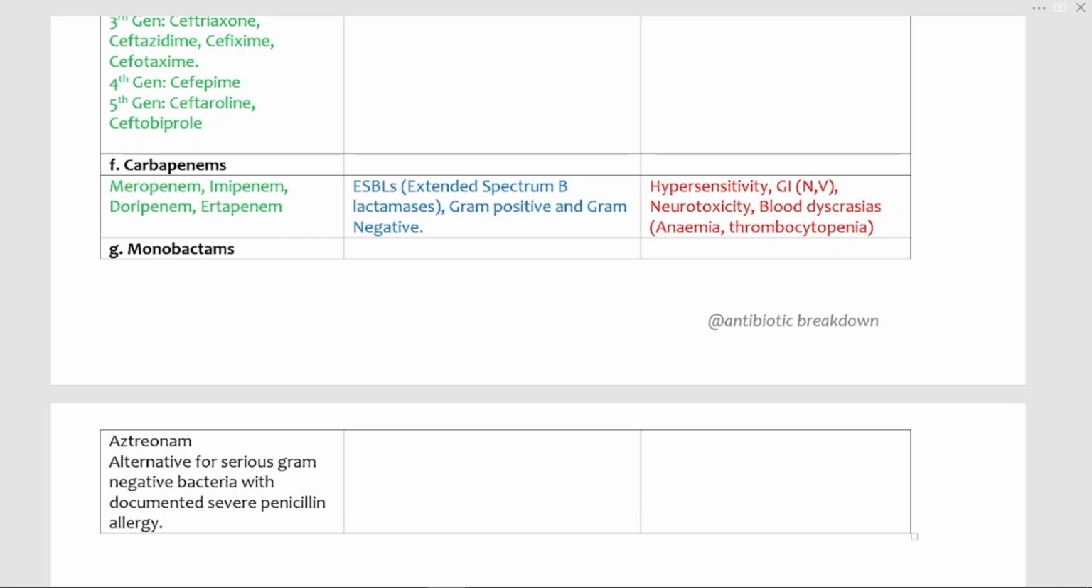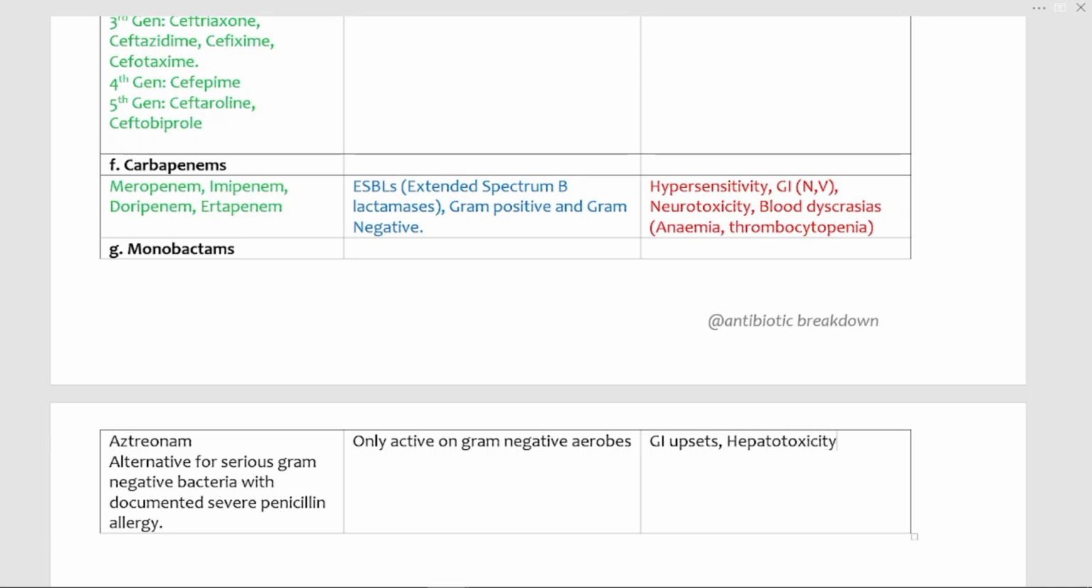So aztreonam is majorly used. This drug is only active on gram-negative aerobes, like Pseudomonas aeruginosa, E. coli, Klebsiella, and Proteus. The drug that is majorly used here is aztreonam. It's always an alternative when clients are allergic to penicillin. You can use aztreonam. Side effects here are very common: GI upsets. This drug is also hepatotoxic.